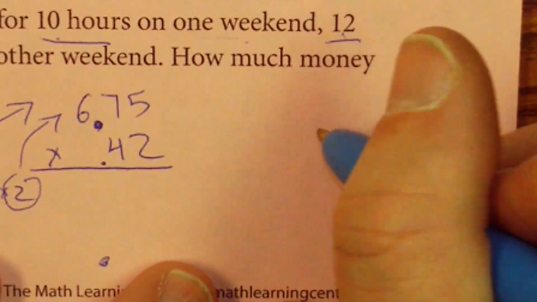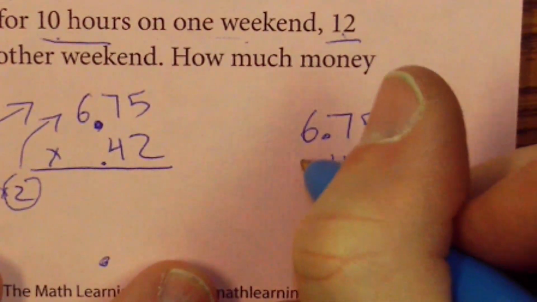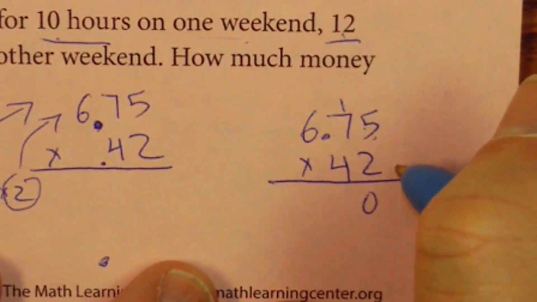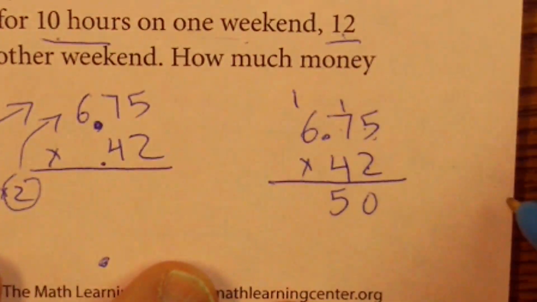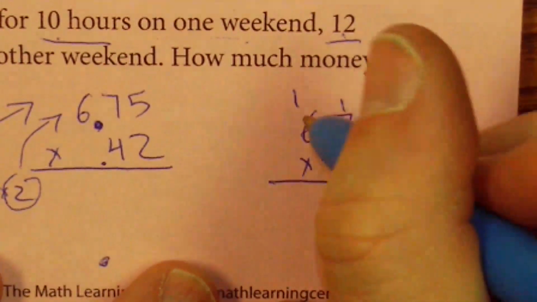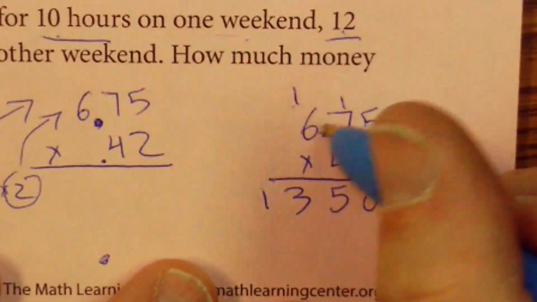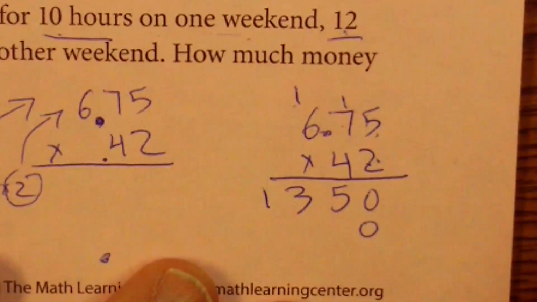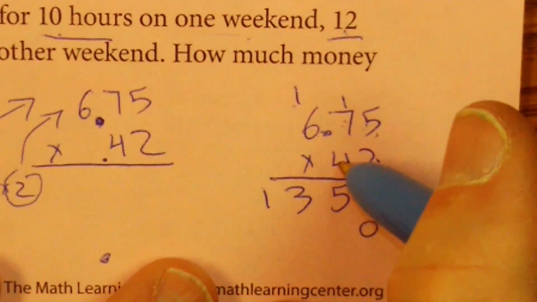This is kind of challenging. 675, 42. We're going to multiply. Okay? 2 times 5 is 10, carry the 1. 7 times 2 is 14 plus 1, 15, carry the 1. 6 times 2 is 12, plus 1 is 13. That row is done. I just took 2 times all 3 numbers. Okay? The next row has to start with a 0. And then I take 4 times 5, 4 times 7, and then 4 times 6.